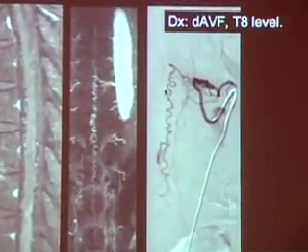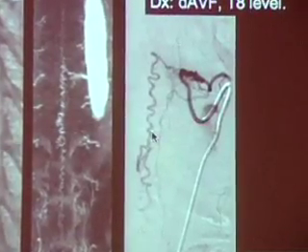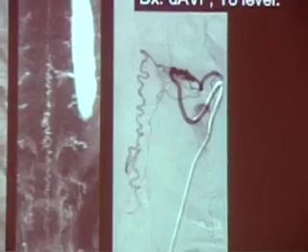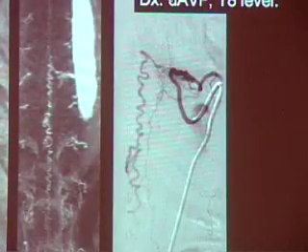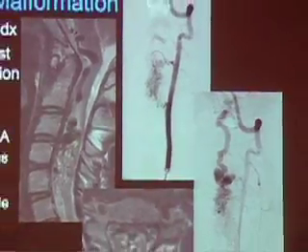Here's the fistula, and here are those big dilated draining veins extending up and down the spinal cord. This patient had a dural fistula at the T8 level, and he was treated and he improved somewhat, but he didn't regain a lot of neurological function.